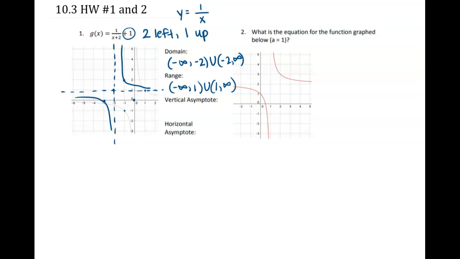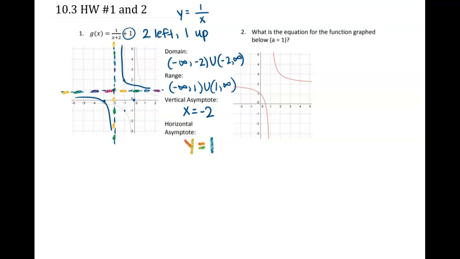Our vertical asymptote, we already found. It was here at x equals -2. And our horizontal asymptote, which was right here, was at y equals 1.